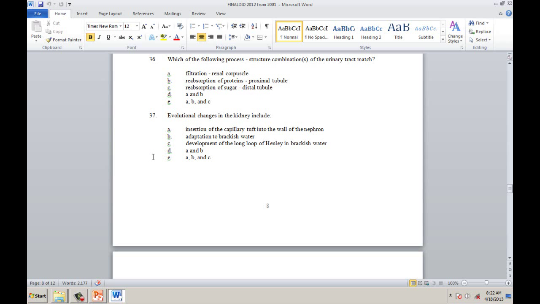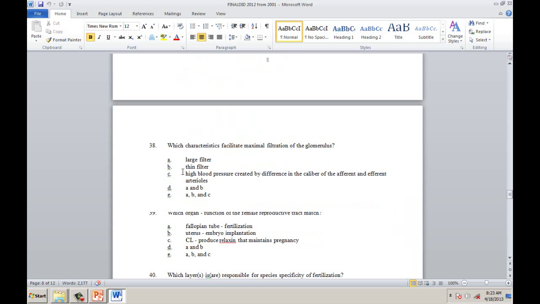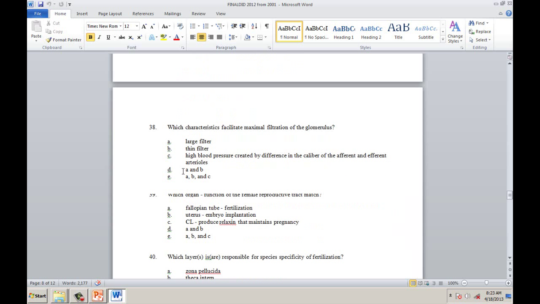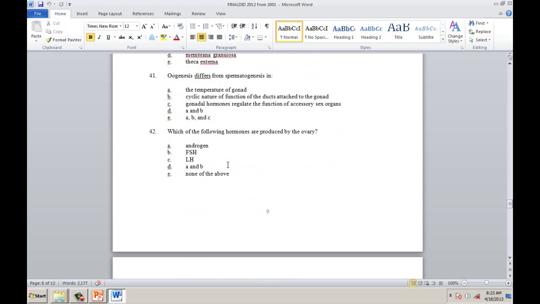The answer is D. Evolutionary changes in the kidney include insertion of a capillary tuft into the wall of a nephron? True. Adaptation in the brackish water? True. Development of long loop of Henle in brackish water? False. It was on land. The answer is D. Which characteristics facilitate maximum filtration of the glomerulus? Large filter? Yes. Thin filter? Yes. High pressure created by the difference in the caliber of the afferent and efferent arterioles? Yes. Answer is E.